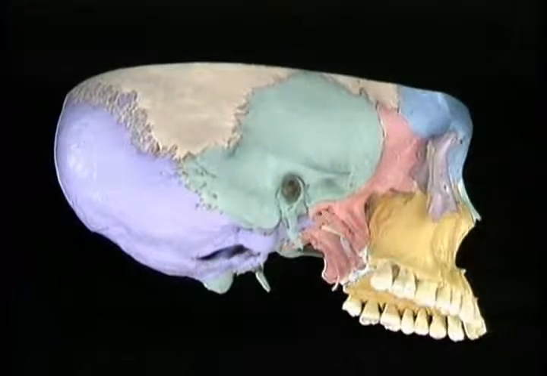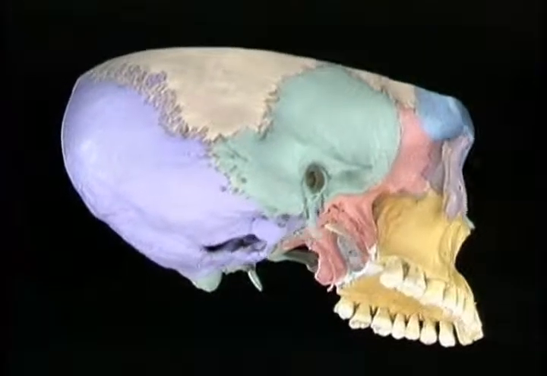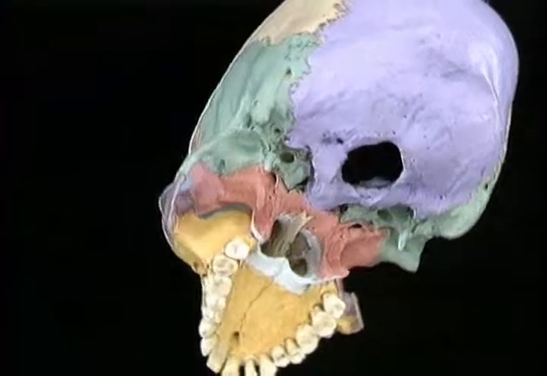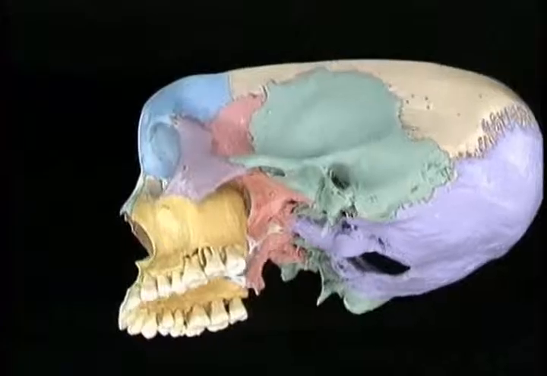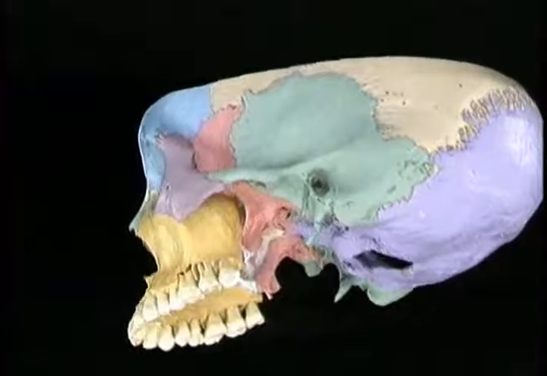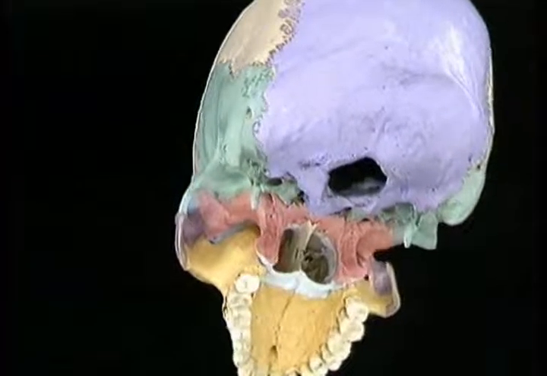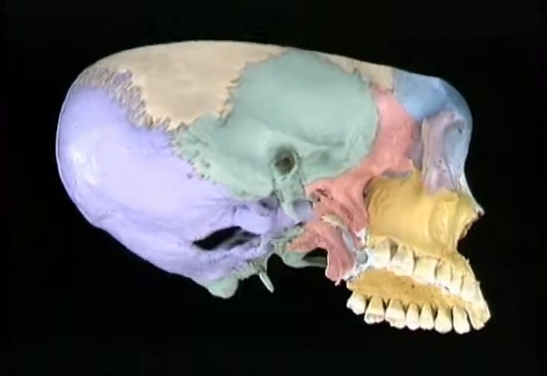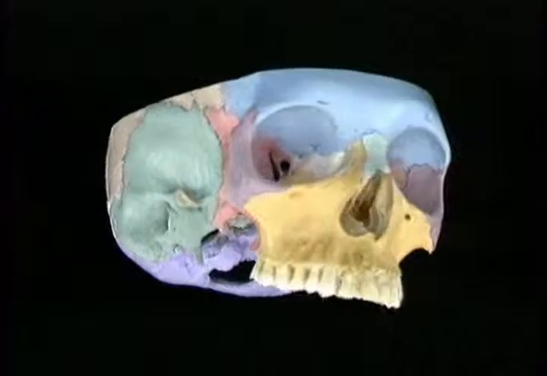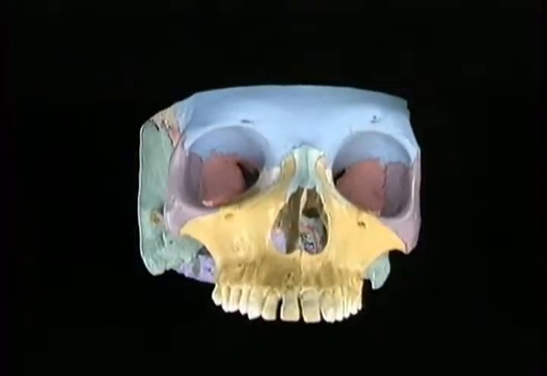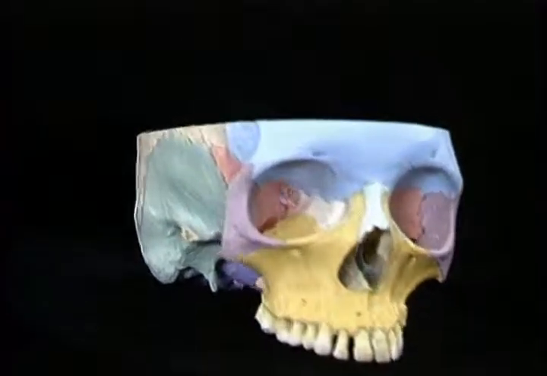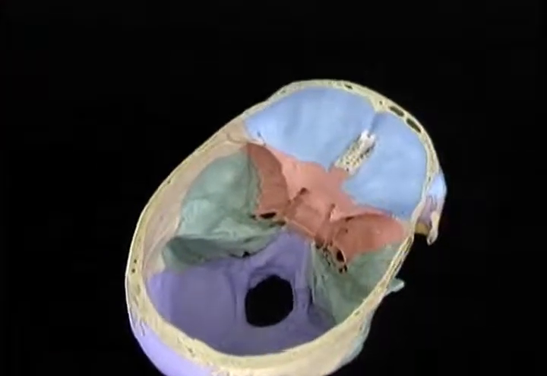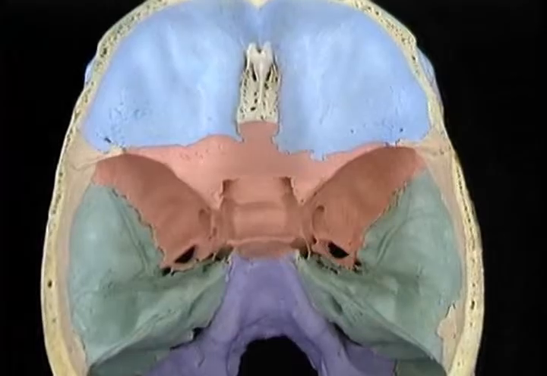Now we'll move on to look at the sphenoid bone. The sphenoid bone is extremely complex. It extends all the way from one side of the skull to the other. The sphenoid bone forms important parts of the underside and outside of the skull, and it forms part of the orbit. The sphenoid bone also forms this large and complicated part of the floor of the cranium.